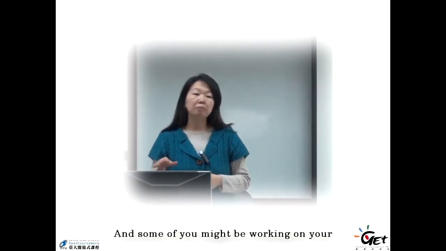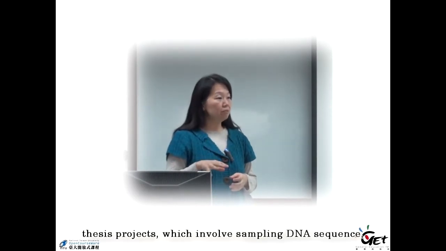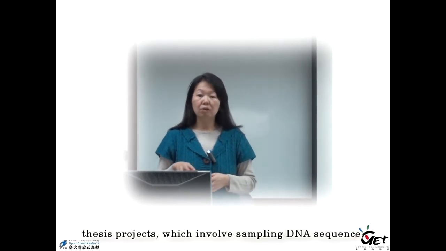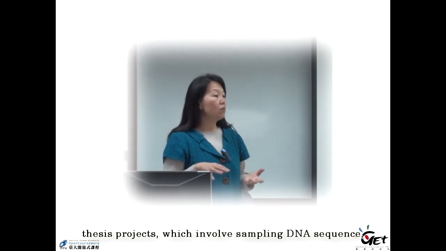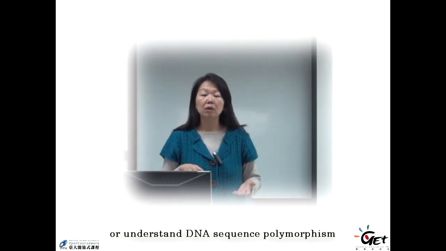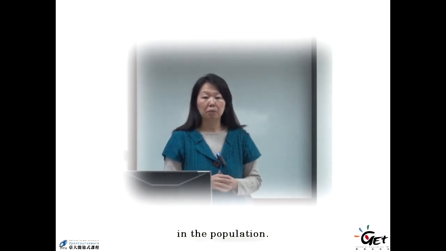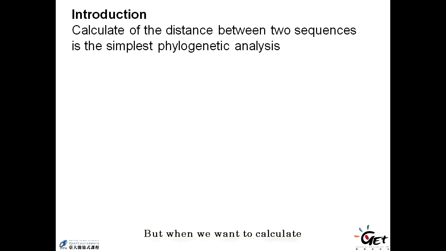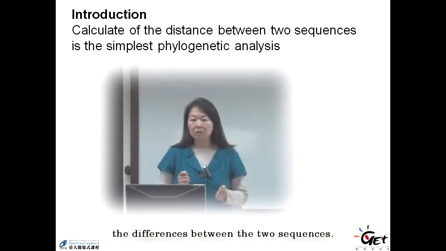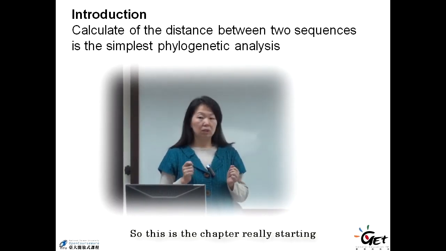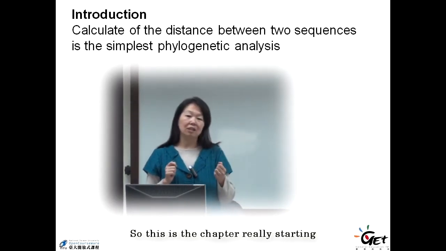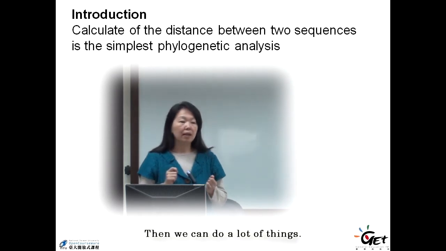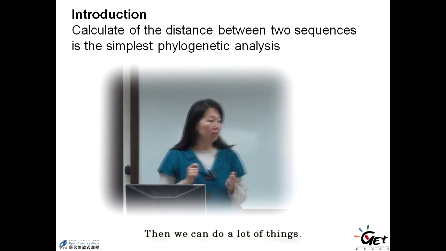And I'm sure you already know a little bit about sequence information from the database. Some of you might be working on your thesis project, which involves sampling DNA sequences or understanding DNA sequence polymorphism in the population. So you might have a little bit of experience. But when we want to calculate the differences between two sequences, this is where the chapter really starts, and then we can do a lot of things.